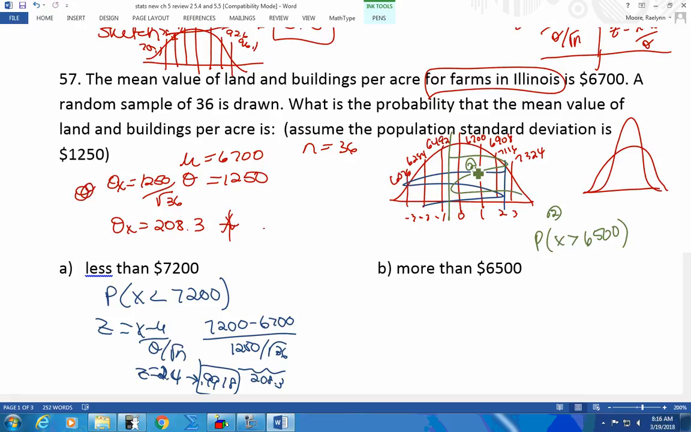Because this helps me, because when I look up the area, it's the area to the left. If I look it up myself, I got to subtract it from 1. So I put this in. Did I expect this z-score to be positive or negative? Negative. Good, because I'm on the left-hand side. And I get a z-score of negative 0.96. And I expected it to be there.